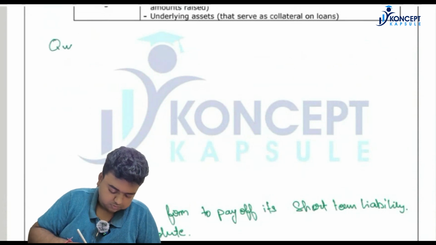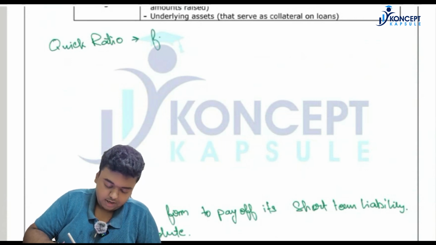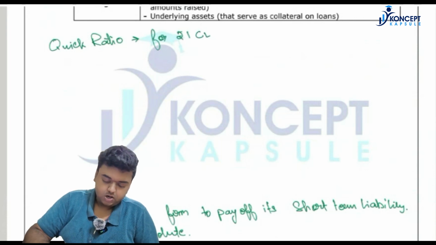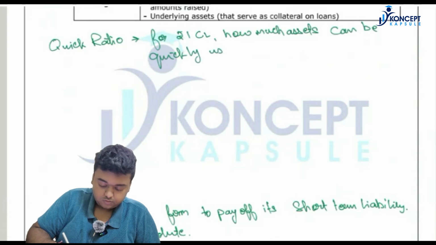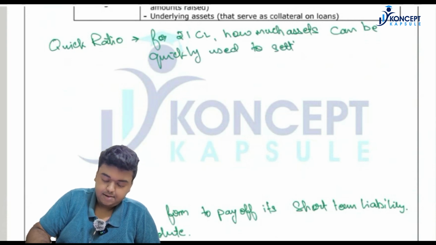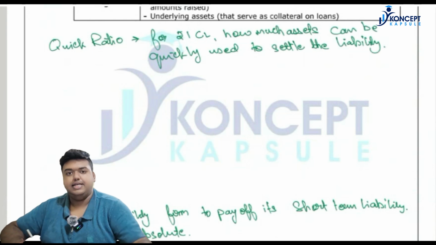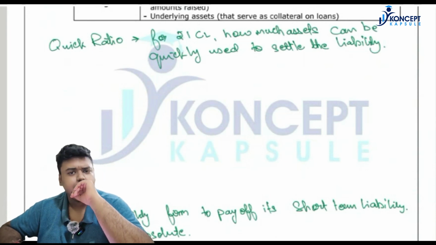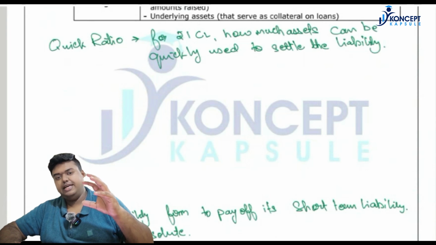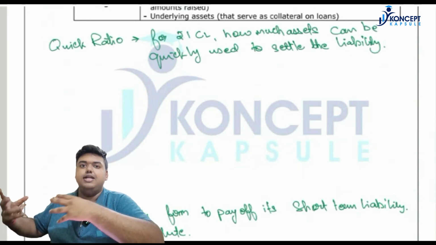Quick ratio, by its nature, is asking for 1 rupee of current liability, how much assets can be quickly used to settle the liability. Now you need to understand, although inventory is a current asset by definition, because inventories are kept in the business not for more than 12 months. So inventory is a current asset. It was a part of the current ratio. But in case of a quick ratio, my question is, in order to pay 1 rupee of current liabilities, what are the assets which can be quickly converted into cash?